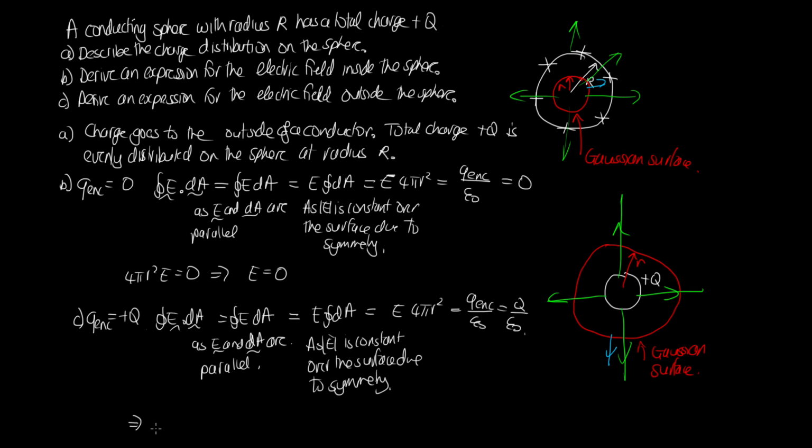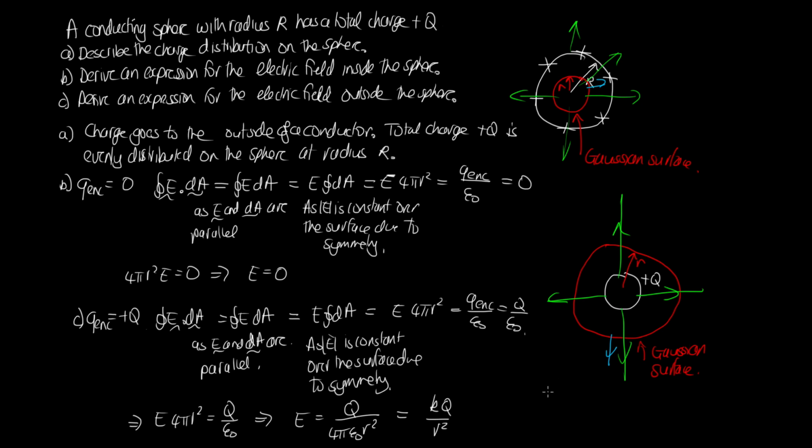So now we can rearrange this. We've got E times 4 pi r squared is equal to Q over epsilon naught. So this tells us that E is equal to Q over 4 pi epsilon naught r squared, which if we want, we can write as kQ over r squared. You'll notice that this is the same as for a non-conducting sphere, which isn't actually that surprising.